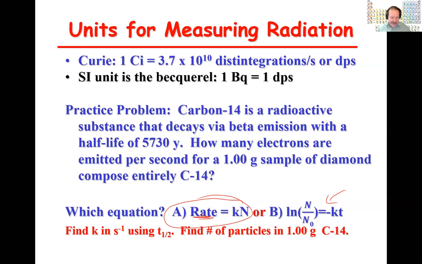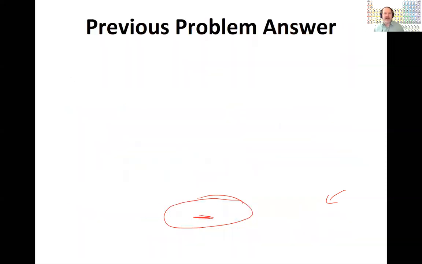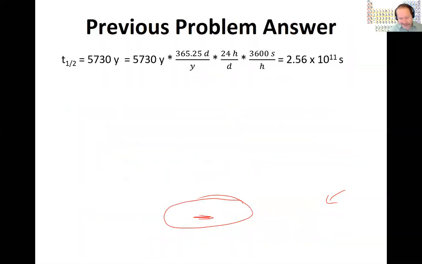But somehow we have to figure out how many particles are involved and the rate constant. Well, we can use the rate constant. I think I'm just going to jump to the next page. I have some of it worked out here, but it's better if I go to the next page. We can take the half-life of 5,730 years and turn that into seconds. Why? Because our answer is asking for how many disintegrations per second.